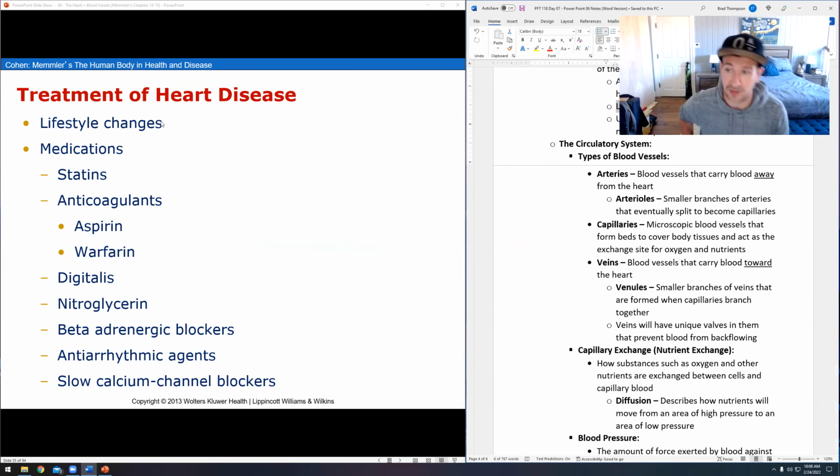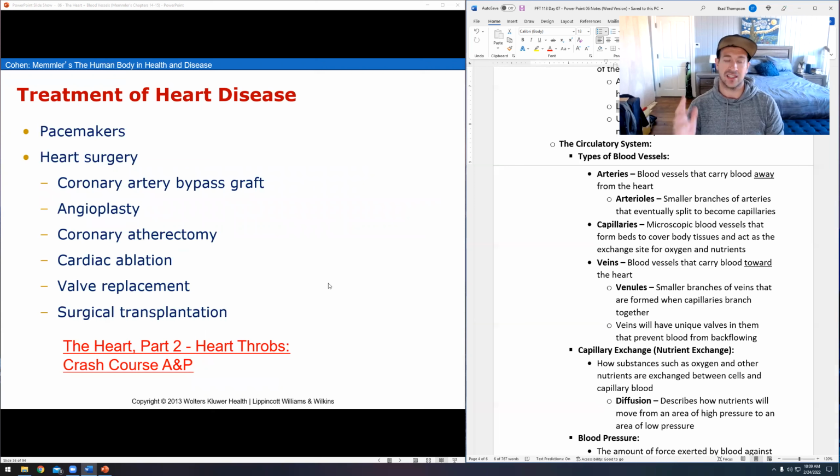The best thing to do with somebody who has had a heart attack is to get them to change their lifestyle, exercise regularly, work on their diet. But there are obviously different medications out there. There's anticoagulants, there's statins, all these things that have some type of effect. Heart surgery itself, there's all kinds of different things you can do.